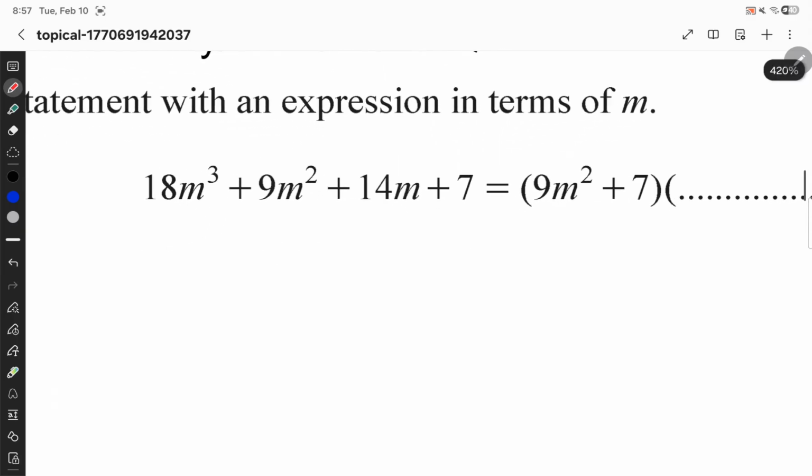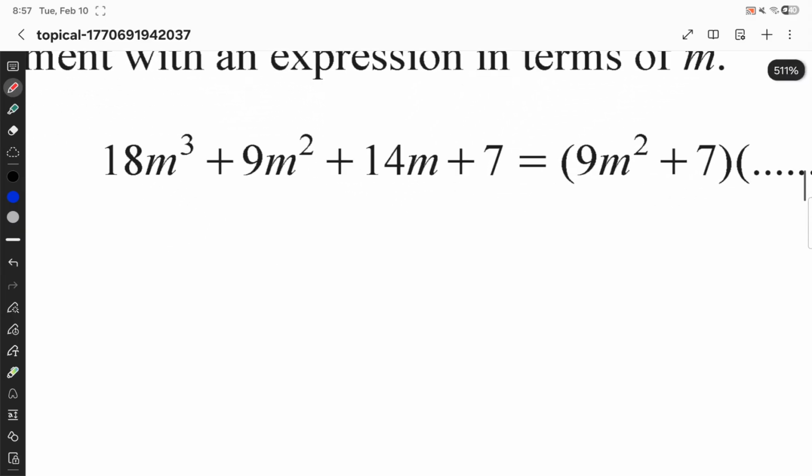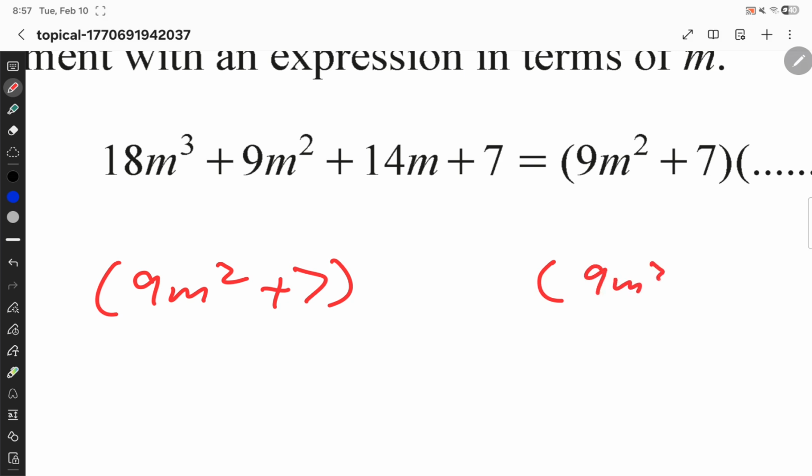Now can we have this simplified for us? Yes, we can. Why? If we see, 9m squared plus 7 is a common factor: 9m squared plus 7, plus something times 9m squared plus 7. So we can have this. Now if we make pairs, 9m plus 7, this is one pair.